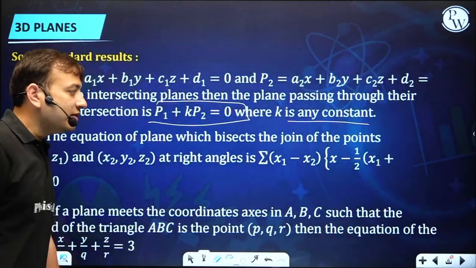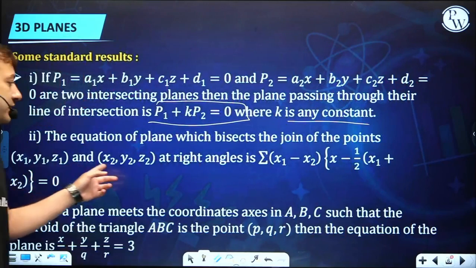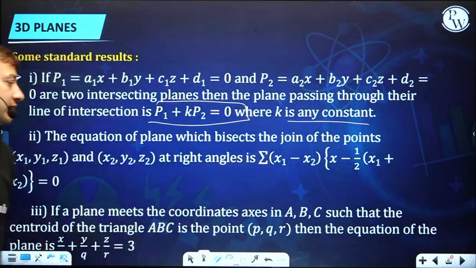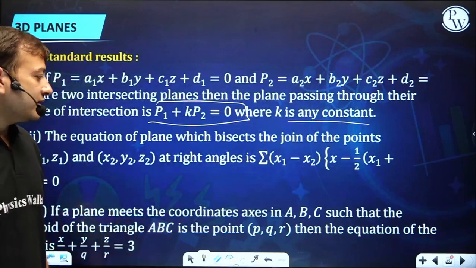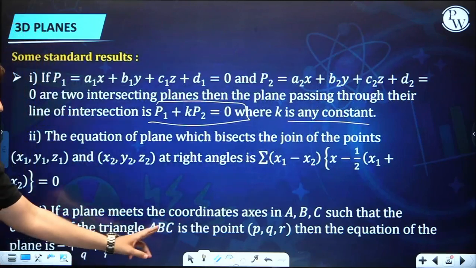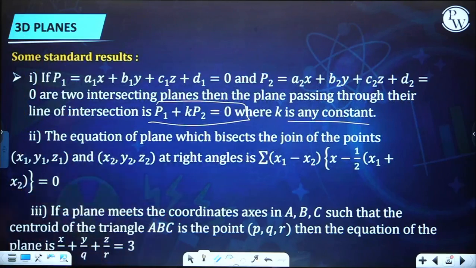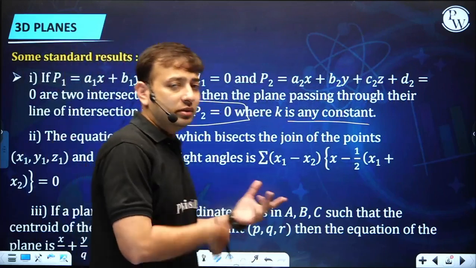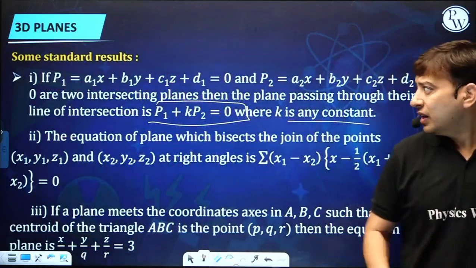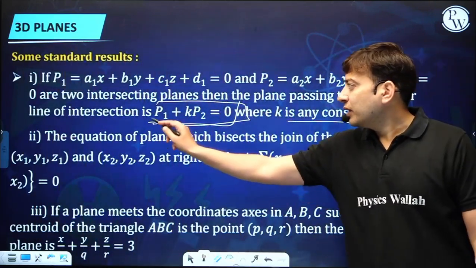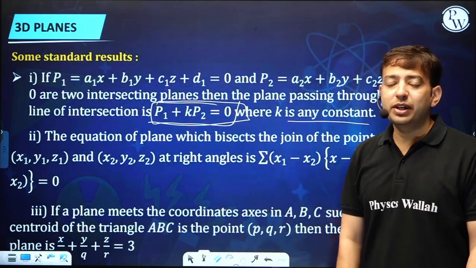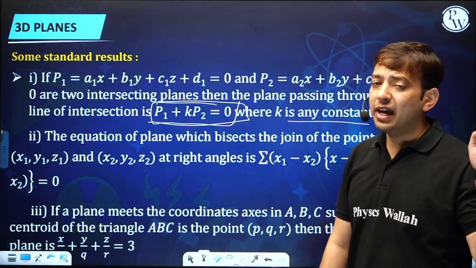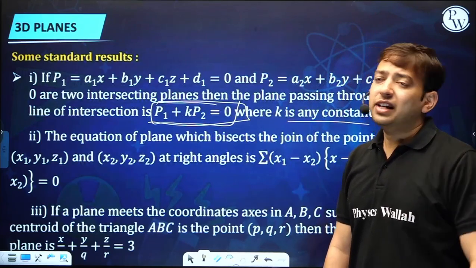The equation of the plane which bisects the join of the points, this and this, at right angles, is this thing, not that much important. If a plane meets the coordinate axes in A, B, C, such that the centroid of the triangle is the point PQR, then the equation of the plane, sir, we can solve with the help of calculation also, like we did in the SIP. So only this thing is important, which you should understand and remember, P1 plus lambda P2. You can relate it directly with straight lines.